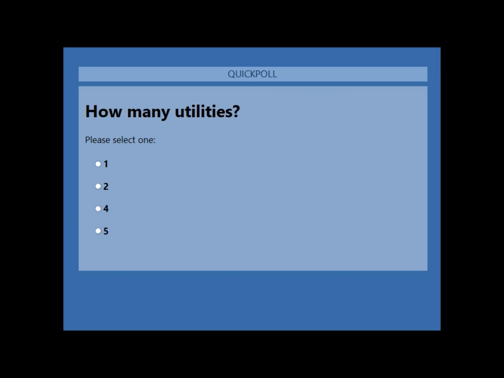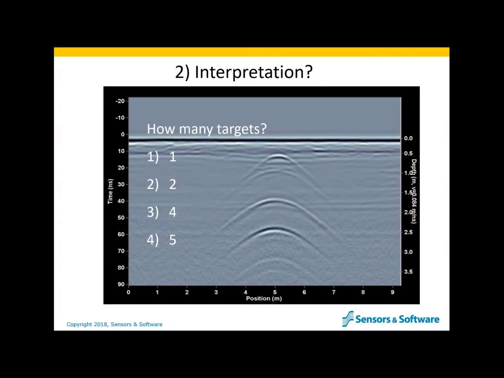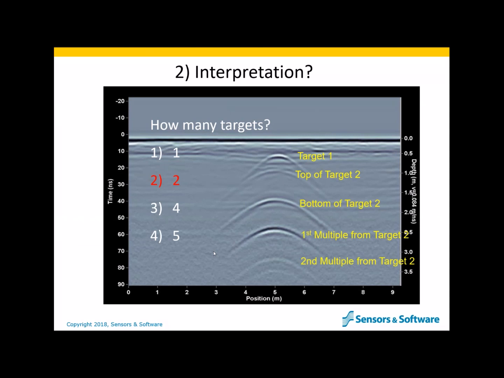So well done. How many targets on this image? So the answer is 2. And if you look at the description here, you've got target 1 on the top, and then the second target is all 4 of these hyperbolas. So the top one is top of target 2, bottom of target 2, first multiple in target 2, second multiple in target 2. So 32% of you got that right.